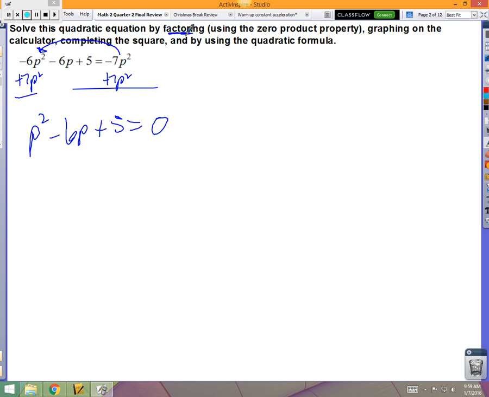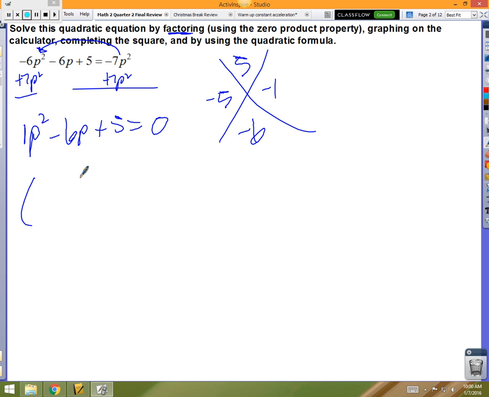Now to solve it by factoring, this one's going to be nice because it starts with a 1. So what times and gives you a 5 but adds and gives you the middle? And that is a 5 and a 1. But it's got to times and give you a positive 5. But it's got to add and give you a negative 6. So they both got to be negative, because a negative times negative is positive, but a negative 5 plus a negative 1 is a negative 6.